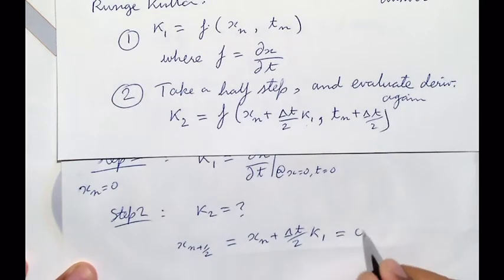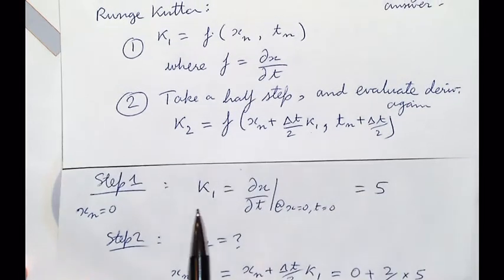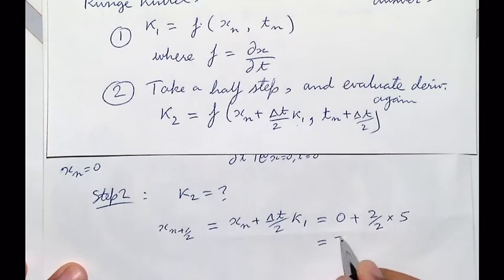And this is 0 plus, we said we need to go 2 seconds, right? So it's 2 over 2 times 5. K1 is 5 in here. Okay, so this is 5 meters.